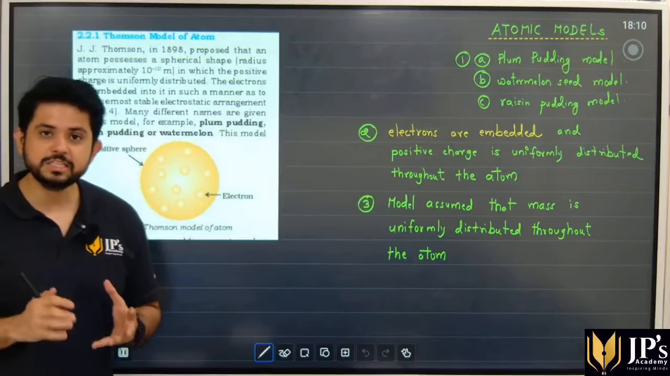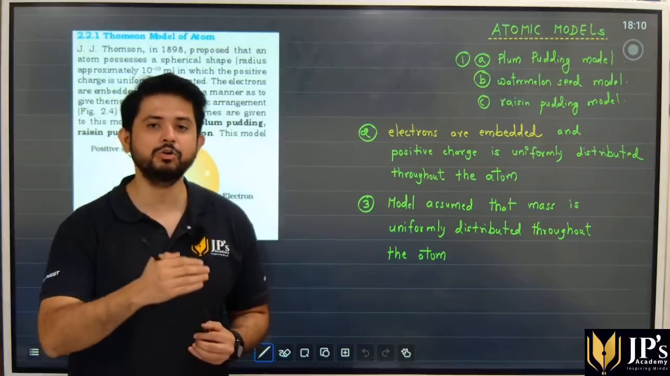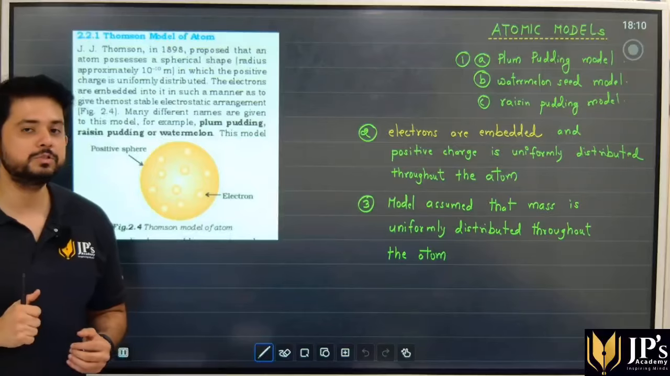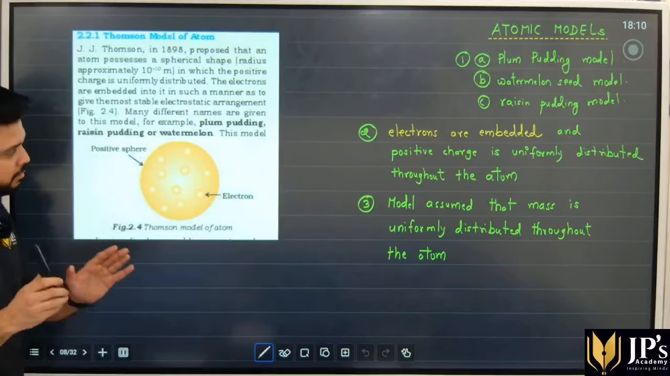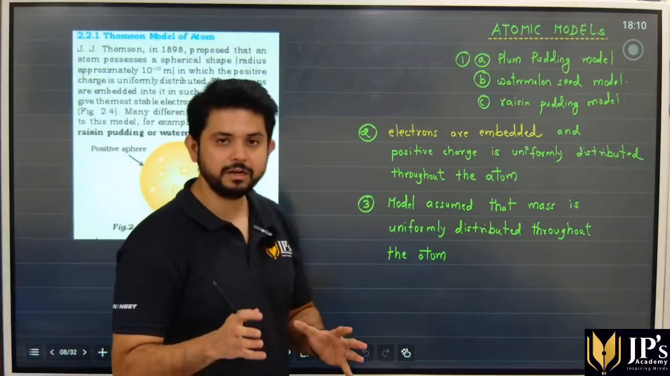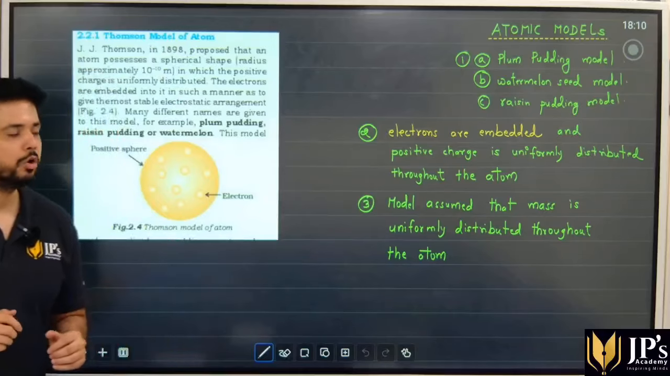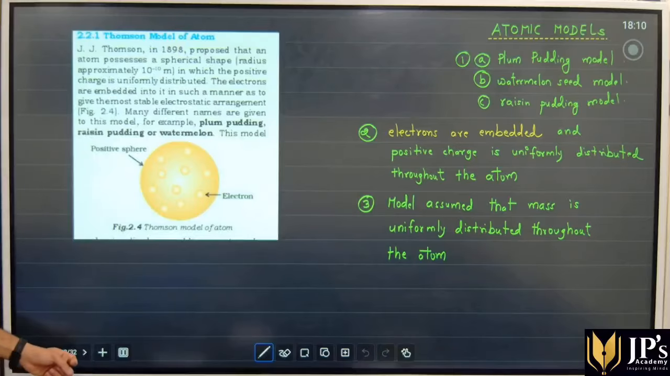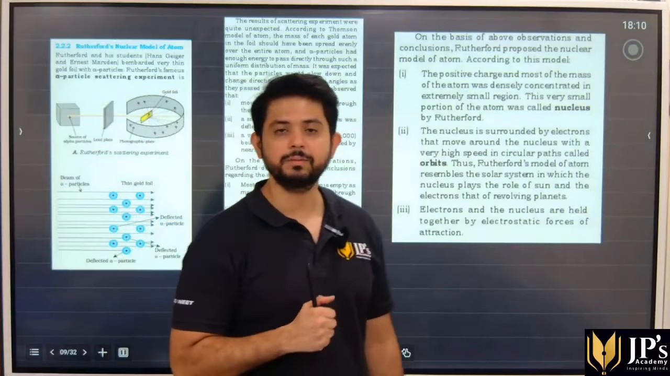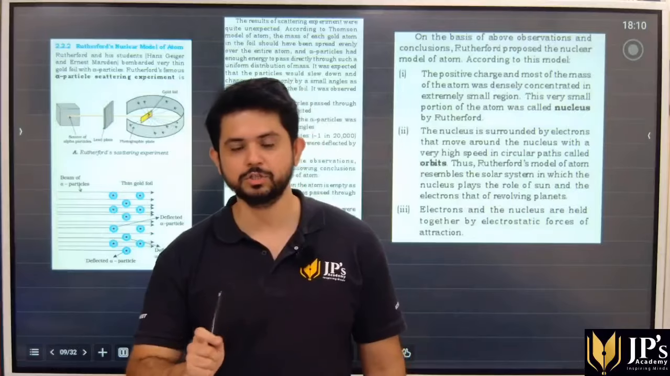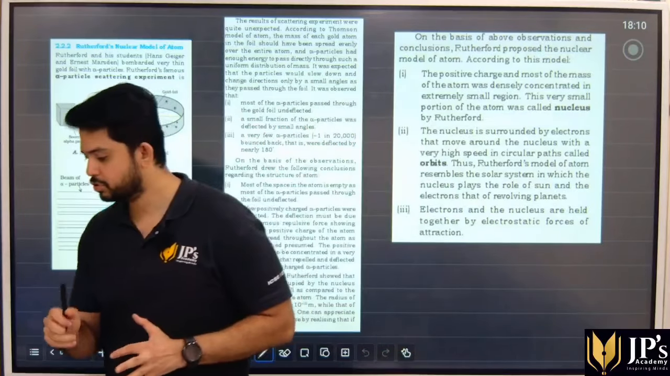Now, students, this model could not explain spectra or certain other points which were raised. However, this was the first atomic model. The model could explain the neutrality of the atom, but spectra and many other points could not be explained by Thomson's model. Before we jump onto the next atomic model, we have a small experiment, which is called Rutherford's gold foil experiment. So let's understand what Rutherford's gold foil experiment was.